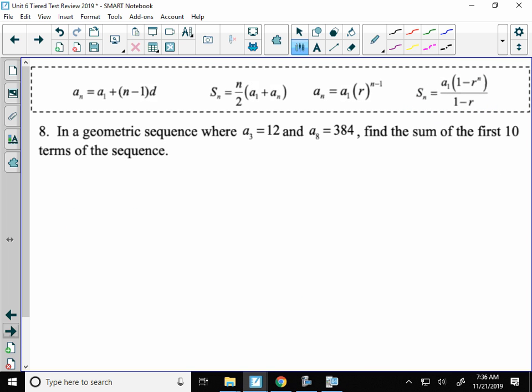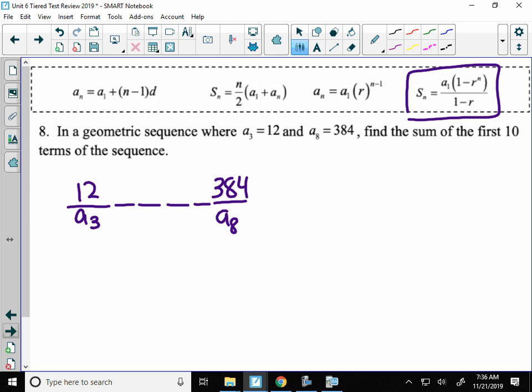Number 8. In a geometric sequence, we know the third term is 12 and the 8th term is 384. Find the sum of the first 10 terms. Okay, so what do we know? We know the third term is 12, 4, 5, 6, 7, and the 8th term is 384. Find the sum of the first 10. Well, in order to find the sum, which is going to be a geometric sum here, I need a common ratio.